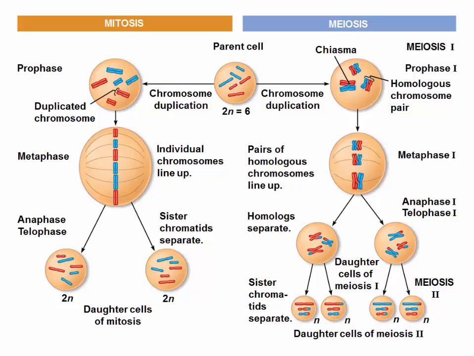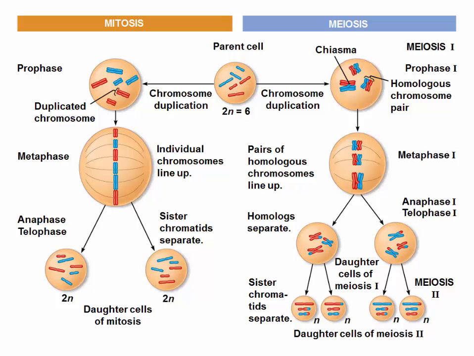If you look at the left-hand side, that's mitosis. You have the simple prophase, metaphase, anaphase, and telophase. And what you see is in prophase, the chromosomes are duplicating. Again, the diploid number is 6, so it has 3 pairs of chromosomes. And you see all the chromosomes are duplicated and lined up in metaphase at the equator.